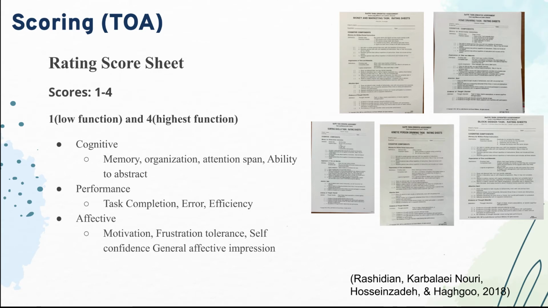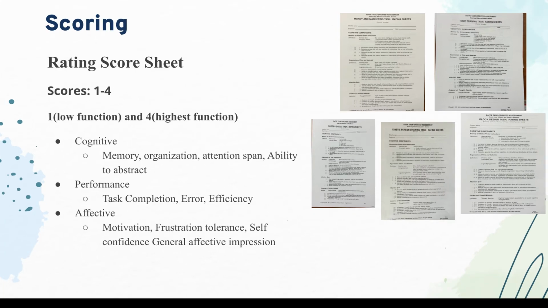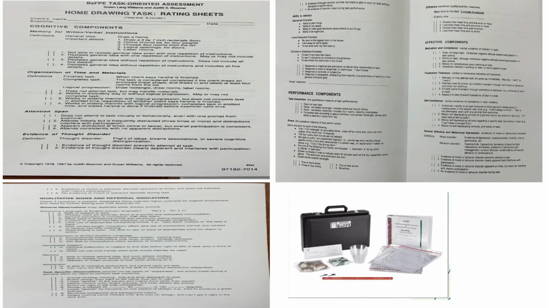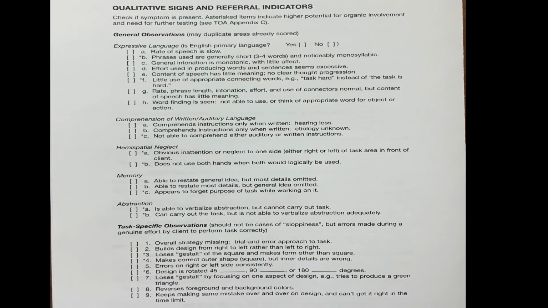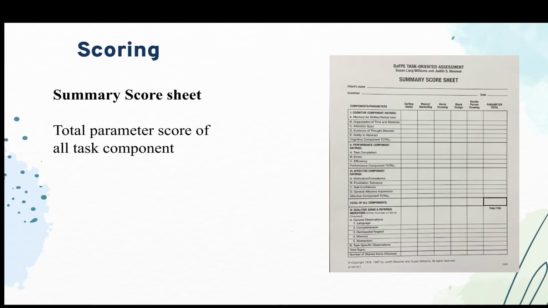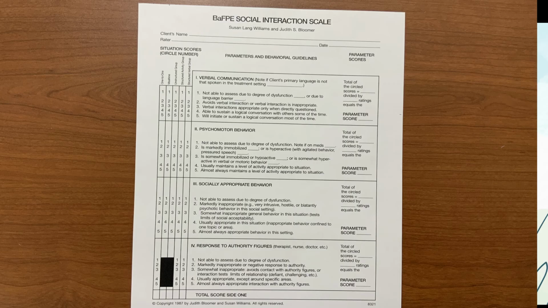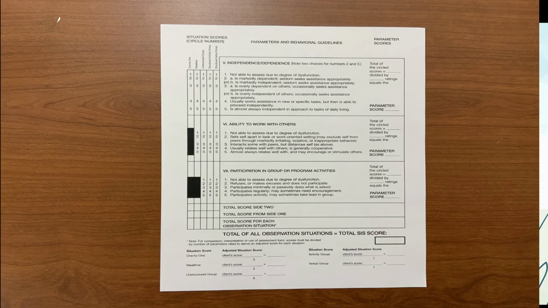For scoring procedures, the administrator will fill out a rating sheet for each of the 5 tasks while the client is performing the task. General observations will also be entered on the rating sheet. The scores will then be transferred from the rating sheet to the summary score sheet that combines all the 5 tasks together. The administrator will then calculate the cognitive, performance, and affective components of each task and will combine the scores to get the parameter total for the task-oriented assessment.